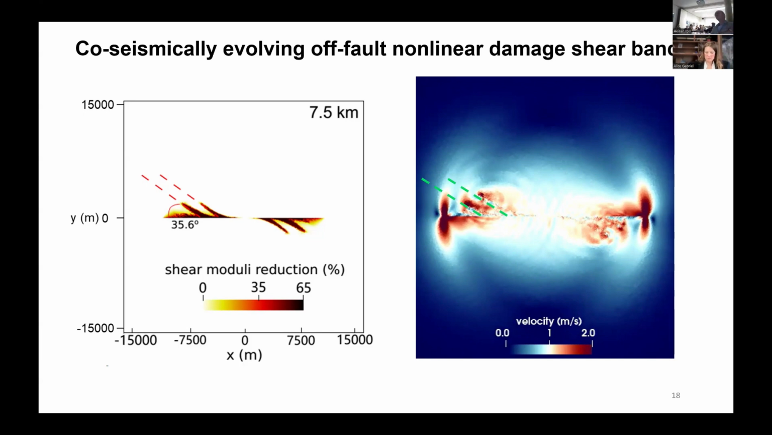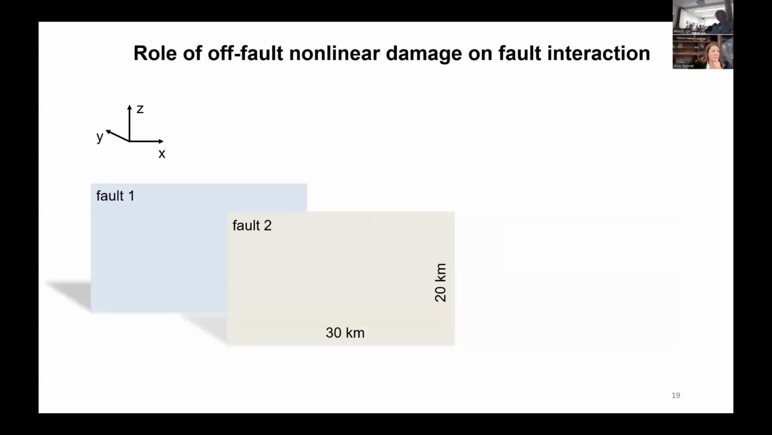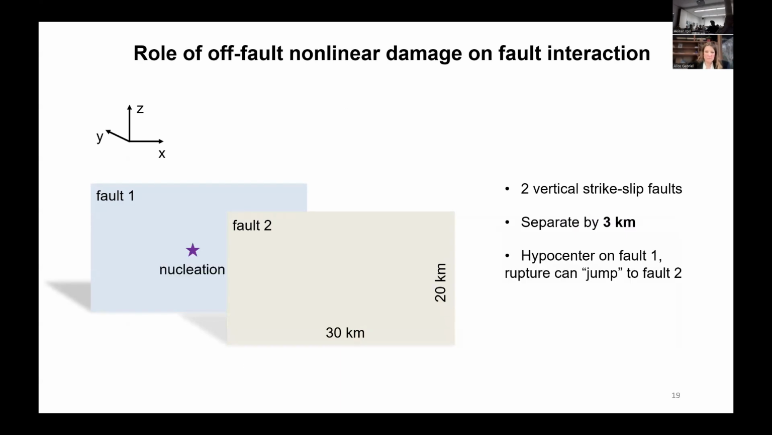The next question that we have is how this shear band influences the fault interaction. To study this, we use a different setup which contains 2 fault planes. They are 2 vertical strike-slip faults, separated by a certain distance. In this case, they are 3 kilometers away from each other. And we nucleate the earthquake on one fault, and under certain conditions, the rupture can jump to fault 2.